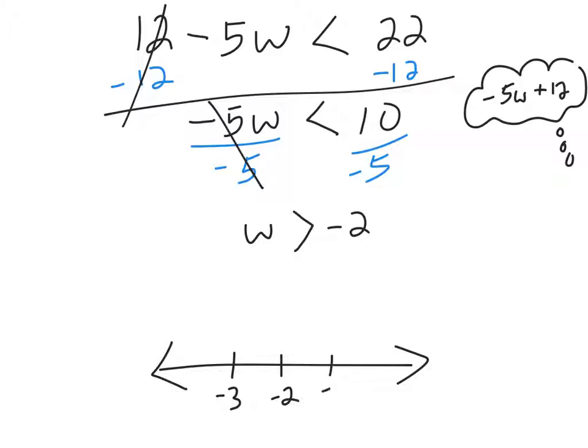So I'm going to set up my number line. I'm going to say it's an open circle, open dot, open point, because it's just strictly greater than. And since it's greater than, I am going to shade to the right.